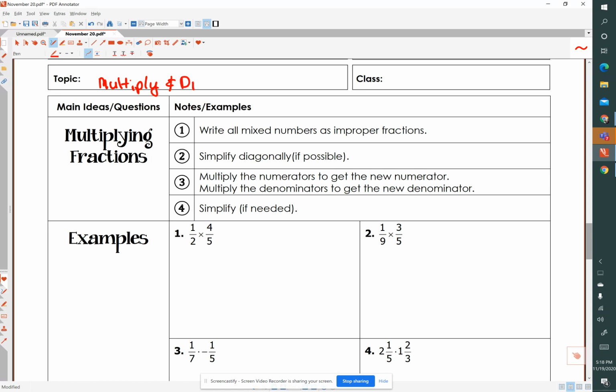My fancy, they call that, I think it's an ampersand. Multiply and divide fractions.